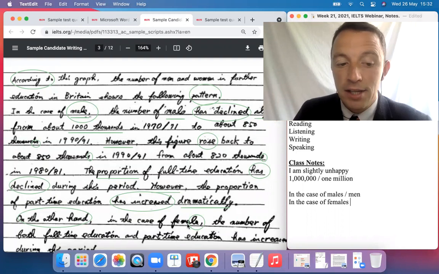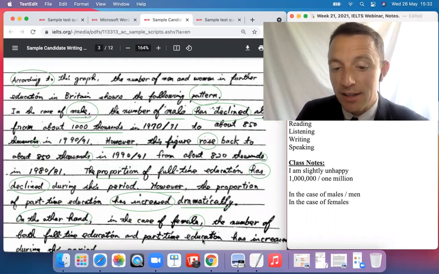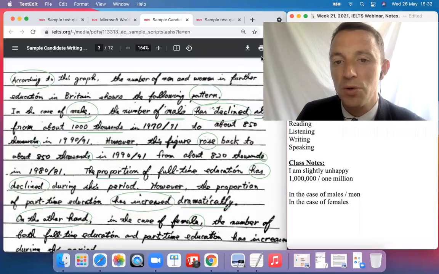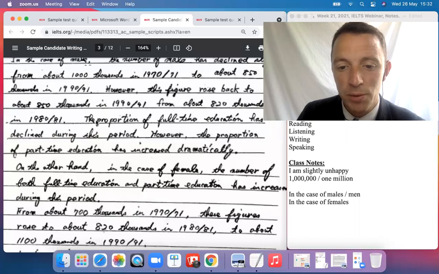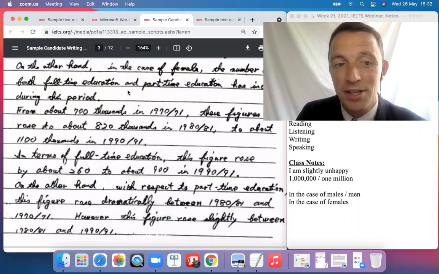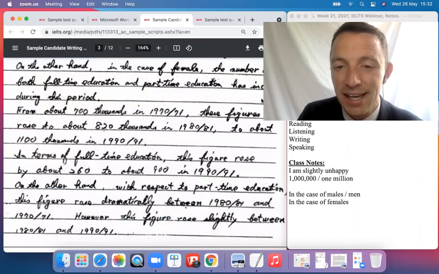Okay, the number of both full-time education and part-time education has increased during the period. Now I'm just going to move the text a little bit down so we can finish the second part. So in the case of female, the number of both full-time education and part-time education has increased.